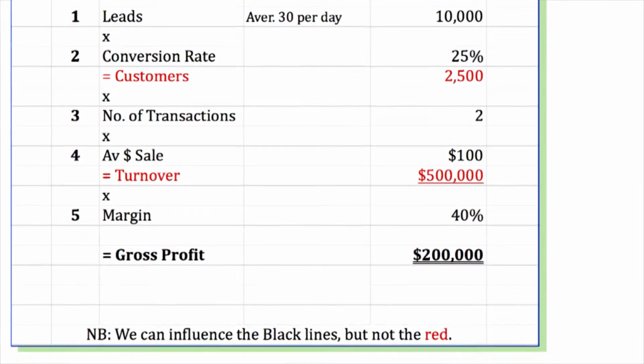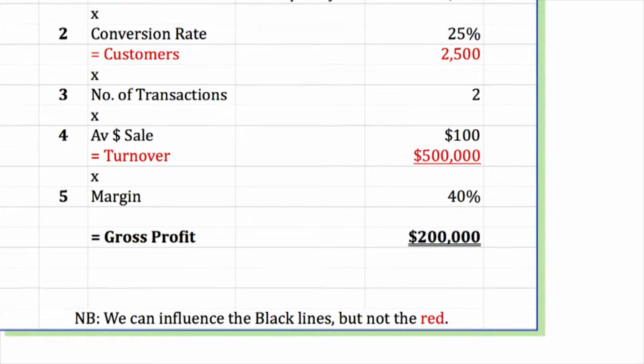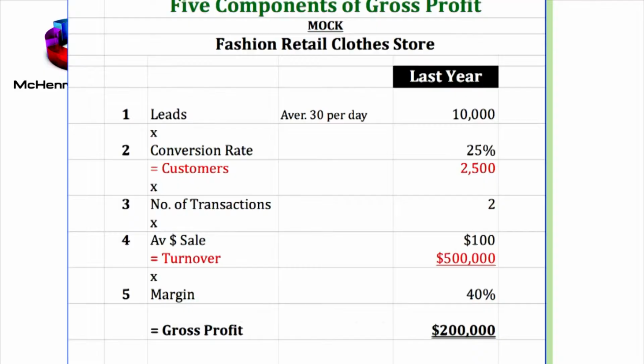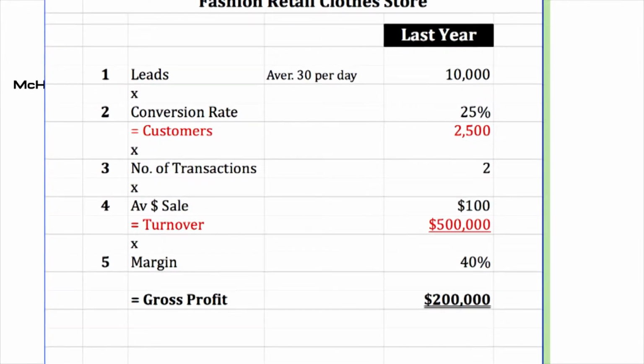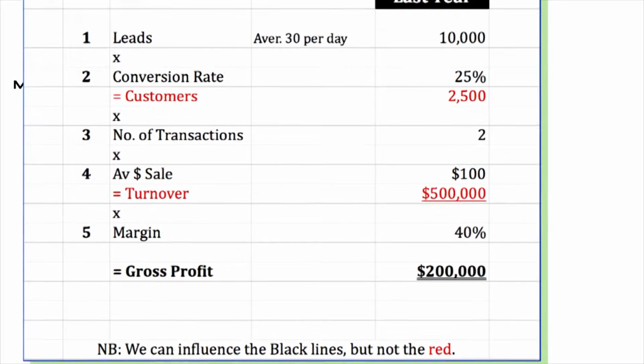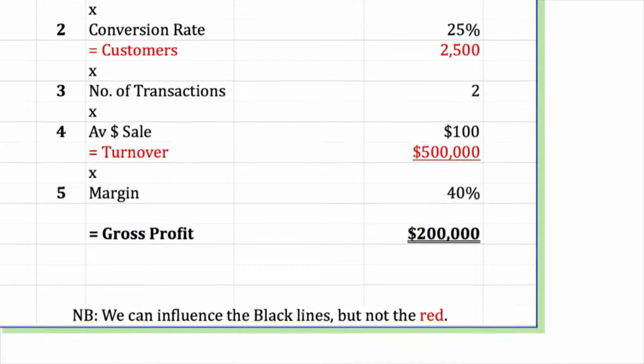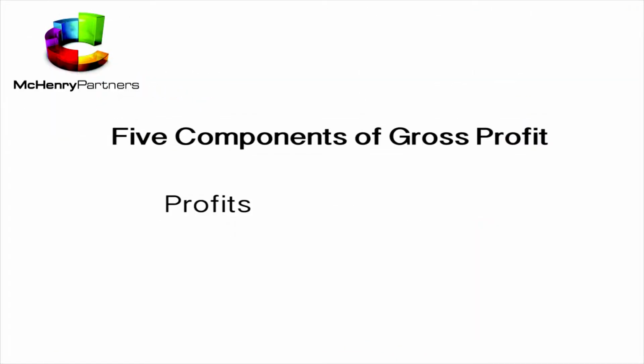Margins. This is the percentage of the sale you keep after paying for the purchase cost of the good. In MOC's situation, if the business sold an item of clothing for $20 and the purchase cost was $12, then the gross profit is $8 or 40% to MOC. Of course, different items of clothing will sell at different margins, but on average, MOC is selling its clothing at a 40% margin. So of the $500,000 in sales, it cost MOC $300,000 to buy this stock, leaving a gross profit of $200,000.